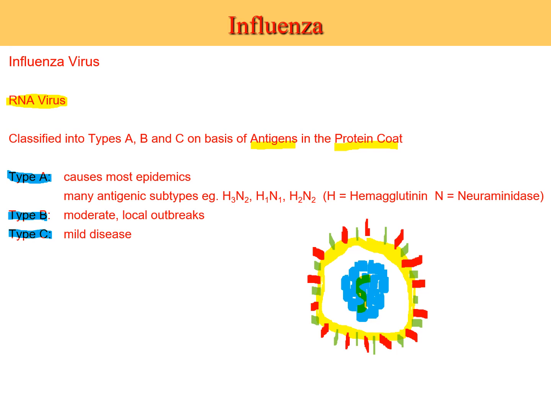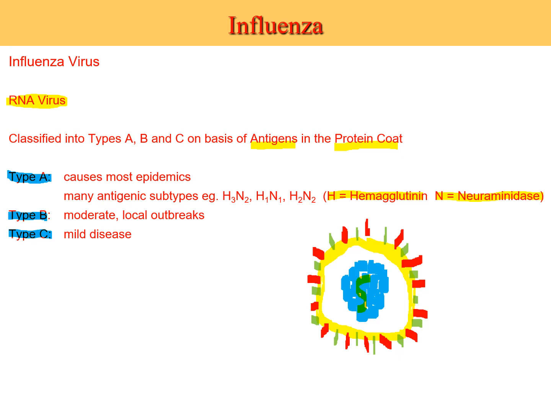One is called hemagglutinin, and the other is neuraminidase. H stands for hemagglutinin, and N stands for neuraminidase. These are virally expressed proteins that are expressed on the envelope that surrounds the viral particle.